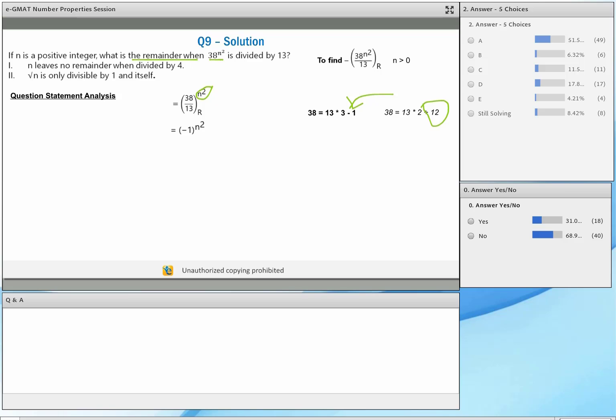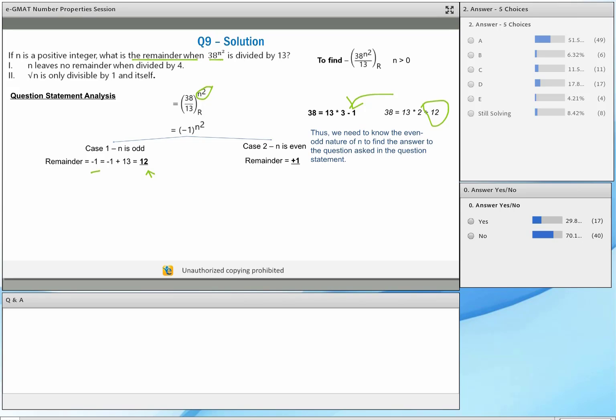Now, essentially you have two cases. Case number one, n is odd. Case number two, n is even. If n is odd, then the remainder is minus 1, which means my final remainder will be 12. If n is even, then the remainder will be plus 1. So essentially, this question boils down to the even-odd nature of n, and with that information I should be able to solve my question. That's the simplified form of the question statement.